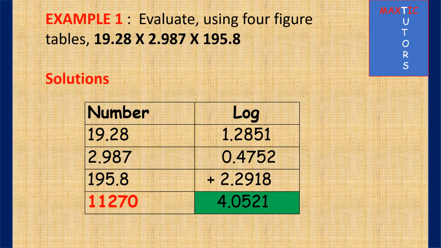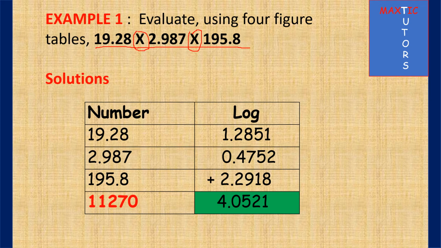Okay, let's look at this example now. Example 1. Evaluate using 4 figure tables: 19.28 times 2.987 times 195.8. So you set your table like this, number, then log. Since everything here is what? Multiplication. So the rule is that you write the three numbers here.